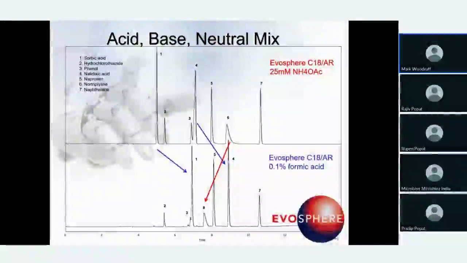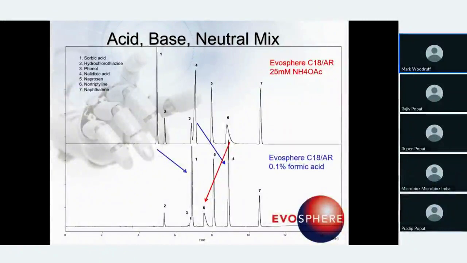So if you take that 7-peak test mixture, you can see that on the C18AR, by using either formic acid or ammonium acetate as a buffer, and obviously changing our pH from low pH, somewhere around 2 with the formic acid, to somewhere around 5.5, 6 with the ammonium acetate, that we get different resolution between our peaks.